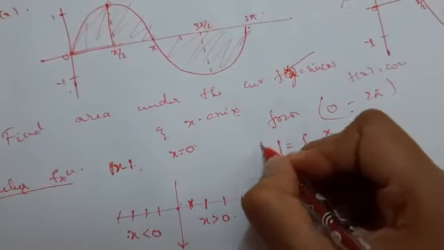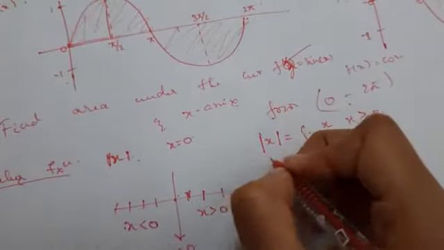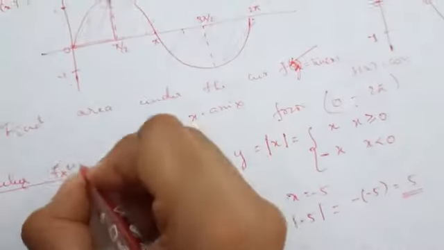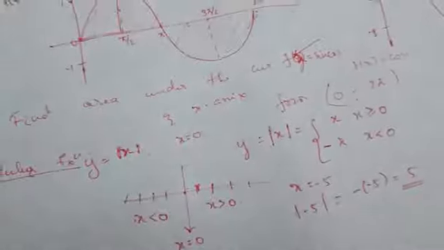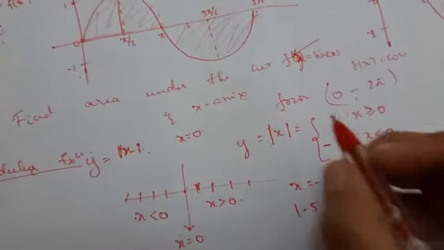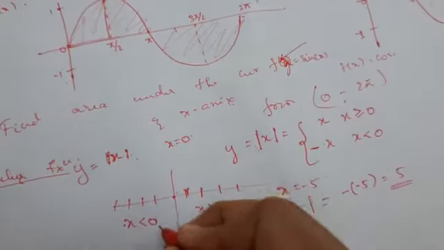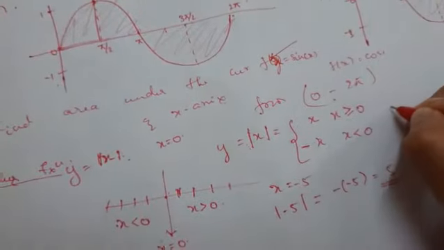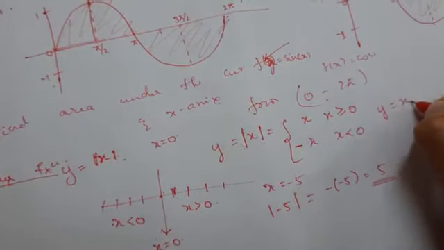So now mod x is like this. Mod x is nothing but our y, this is the given function, y is equal to mod x. So this is how it is defined. So what happens when x is greater than or equal to 0? In this redefined form, it will be y is equal to x.